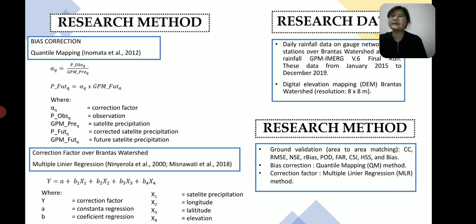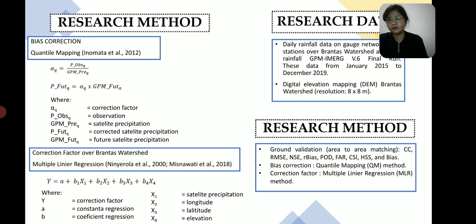Next, the data that we use in this research are daily rainfall data from a gauge network of 74 stations over Brantas, and daily rainfall GPM-IMERG version 6, which is the new version of GPM-IMERG with final run operation. This data is from January 2015 to December 2019. Also, we use a digital elevation model of Brantas with a resolution of 8 meters.